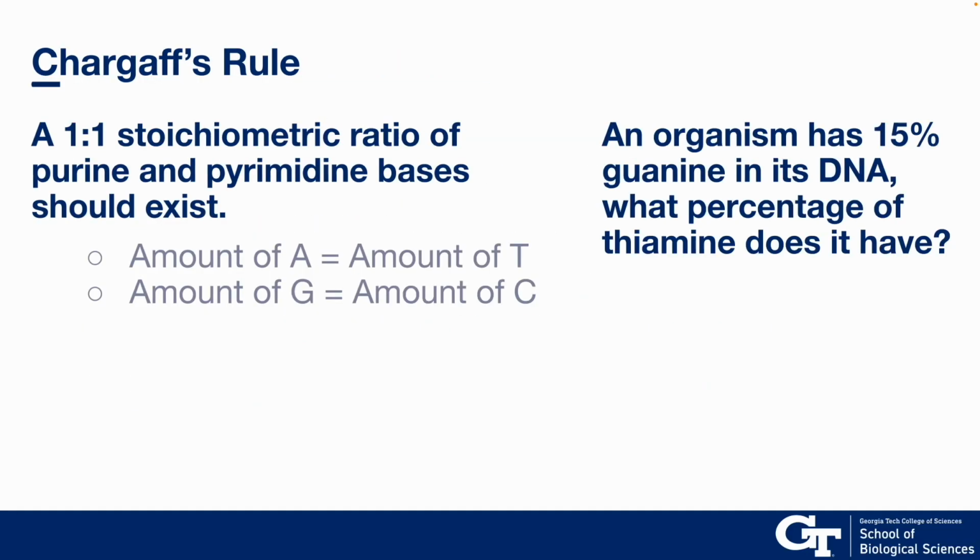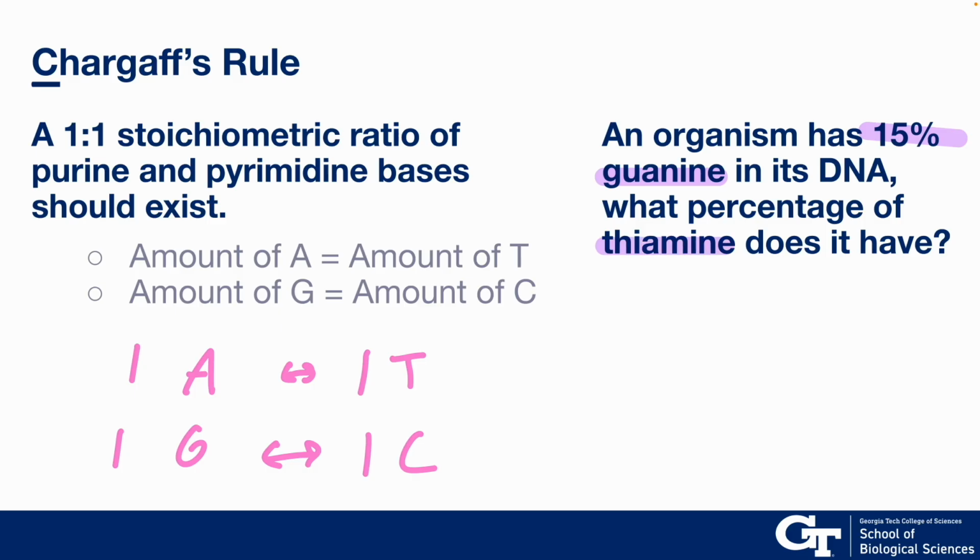Moving on, there's something called Chargaff's rule that you need to know. And that basically means that there's a 1-to-1 ratio of A and T and C and G. And obviously that would make sense because every one A pairs with one T and one G pairs with one C. And the good thing about that is that allows us to do a calculation based off of knowing the concentration of one base pair. So we're saying, hey, we have 15% guanine in our DNA, so 15% G. What percentage of thymine T do we have?